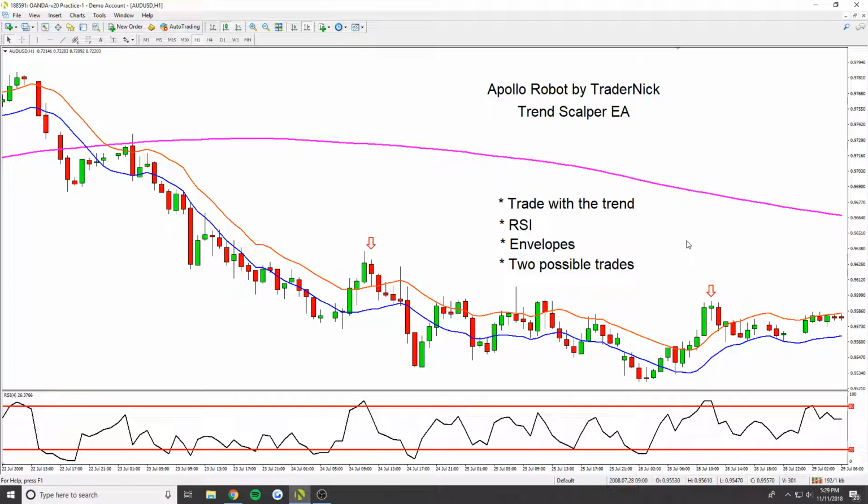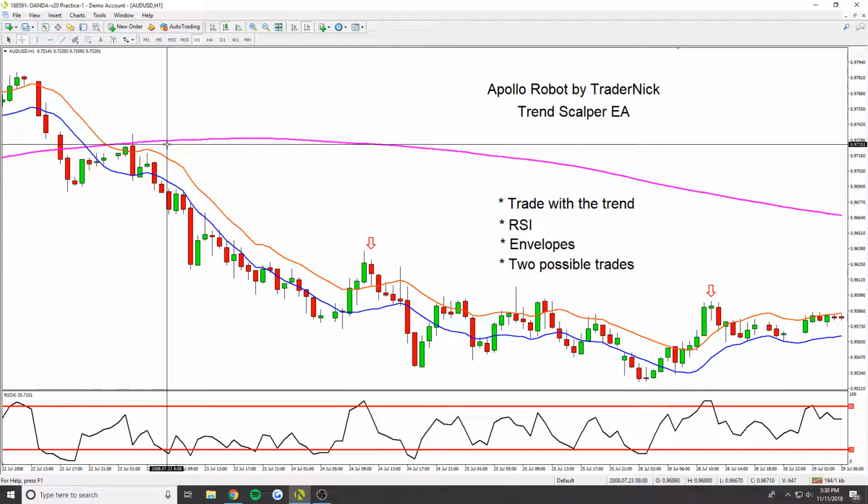I'm going to show you all of that in the backtest soon, but let's talk about the setup itself first. So this trend scalper robot is going to be trading with the trend. In addition, it is only going to use the RSI and the envelopes to make its decisions. As price unfolds on the chart, this expert advisor is going to be looking to trade with the direction of the 200 period moving average. If price is underneath the 200 period moving average, we are only looking for sells. If price is above the 200 moving average, we are only looking for buys.